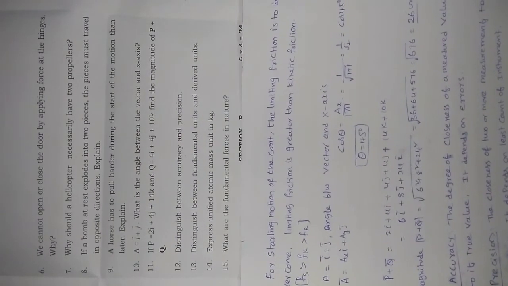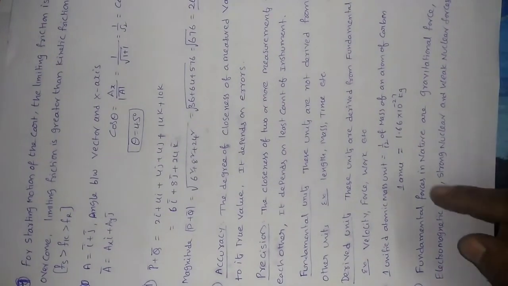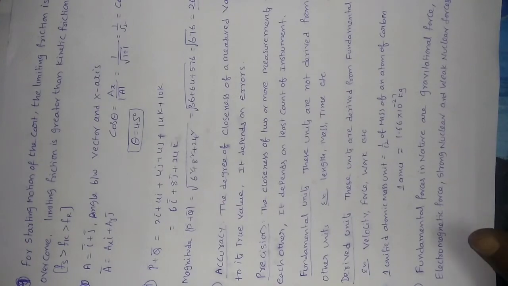Next will be the 14th question. Express the unified atomic mass unit in kg. As you know, one unified atomic mass unit is equal to 1/12 of the mass of the carbon atom. You can simply write 1 amu is equal to 1.66 × 10^-27 kg. So that is enough.